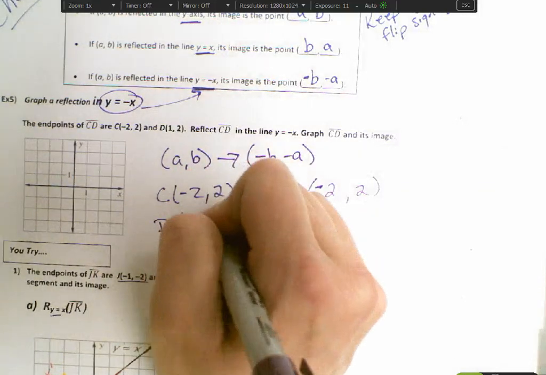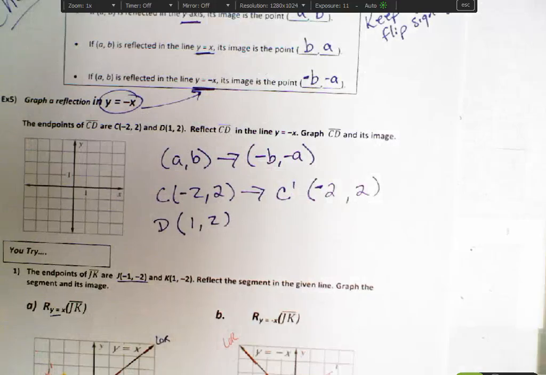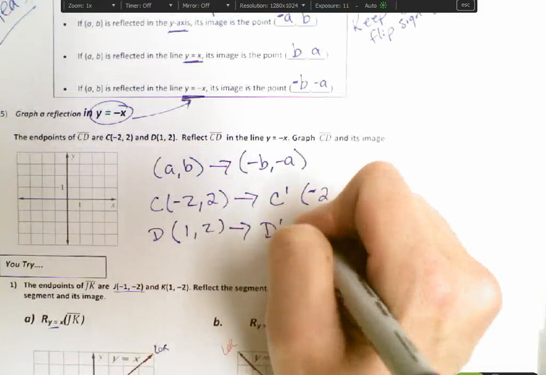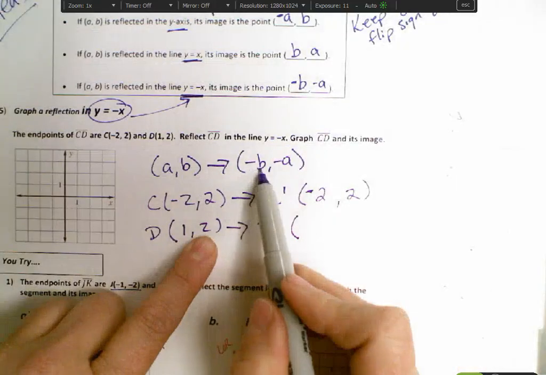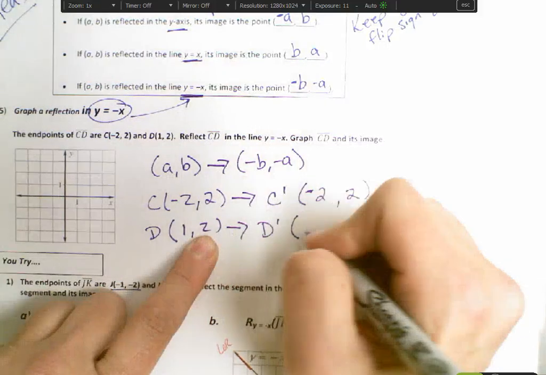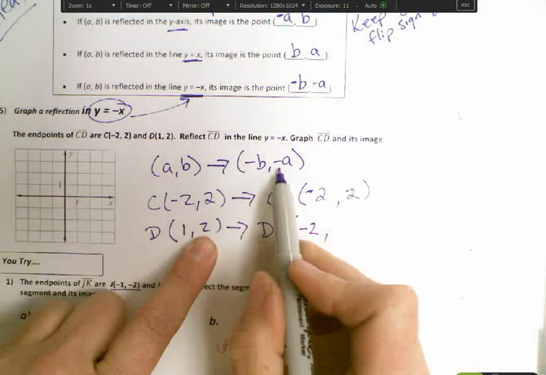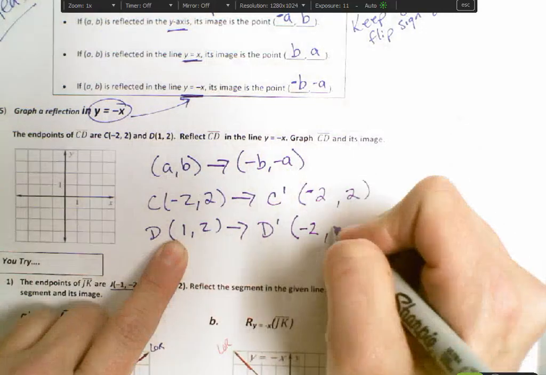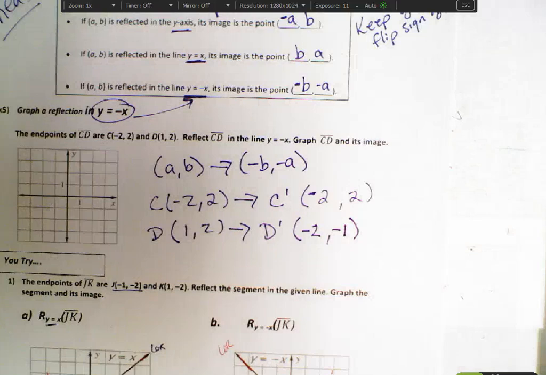So let's take a look at D. So I got D is (1, 2), because they gave it to me. I'm going to map it to D prime such that I change the sign of b and it comes first, so I get -2. Change the sign of a and it comes second, so that's -1. Then I can plot all this stuff.